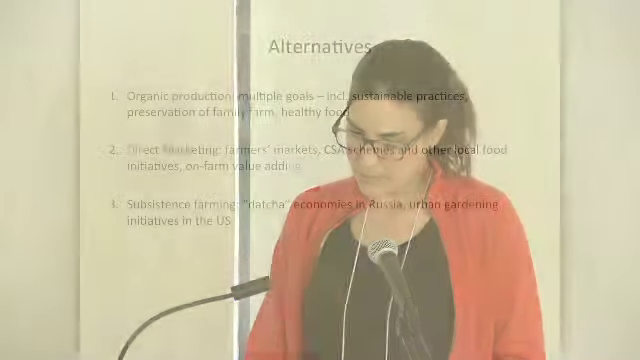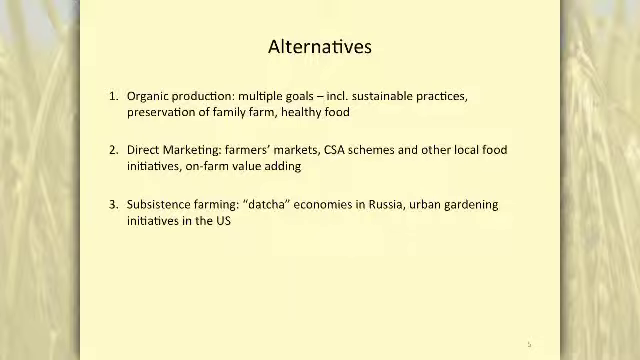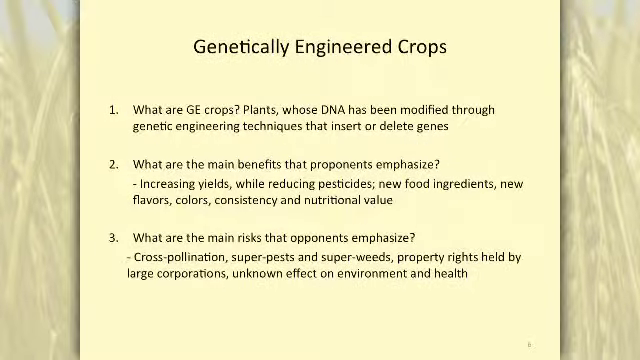So to conclude this section, alternatives are evolving, and I think they're evolving in relation to the industrial agricultural system that has been so dominant for years. And so I'm switching gears a little bit to zero in on genetically engineered crops, which, as I said at the outset, really epitomize industrial agriculture. This is where industrial agriculture is going.